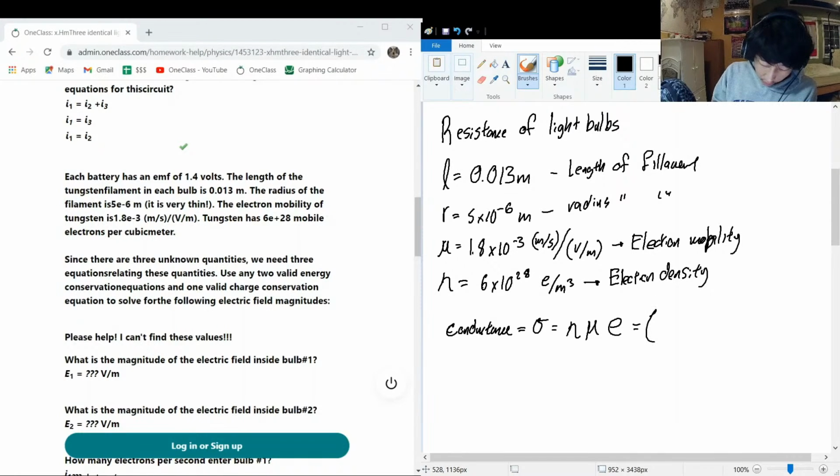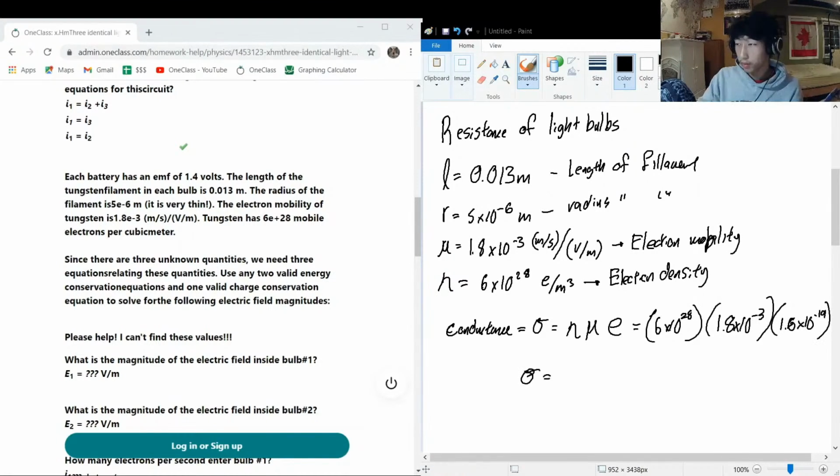Okay, so if we math this out, we're going to have 6 times 10 to the 28. Let's not really worry about the units, because these are going to get quite messy, times 1.8 times 10 to the negative 3. And we have to multiply that whole thing by the charge of an electron, so 1.6 times 10 to the negative 19. Our calculation for this is going to be 17280, and that is going to be our conductance value.